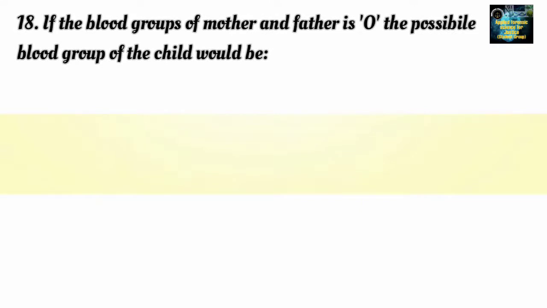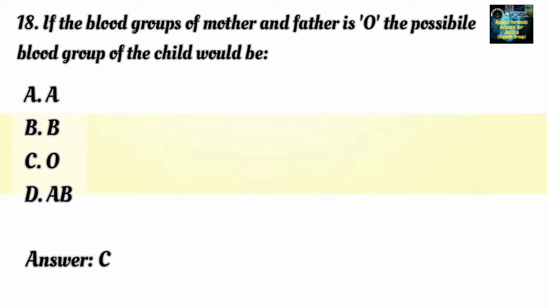Next, question number 18. If the blood groups of both mother and father is O, the possible blood group of the child would be options A. A, B. B, C. O, D. AB. Answer is option C, O.